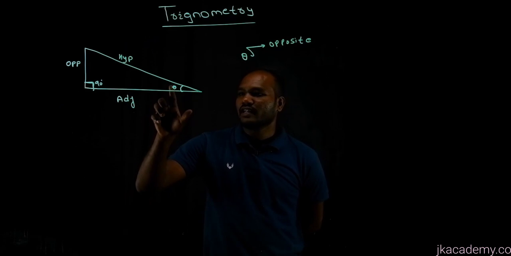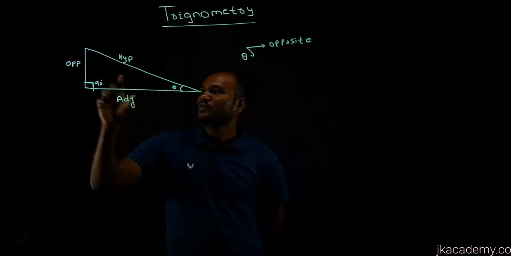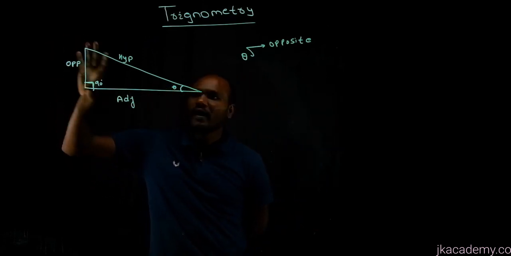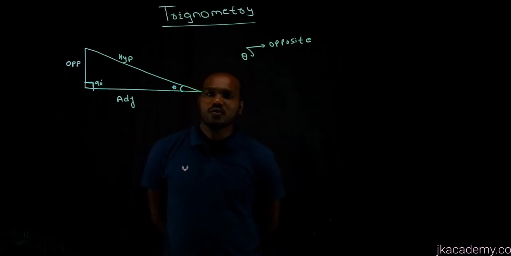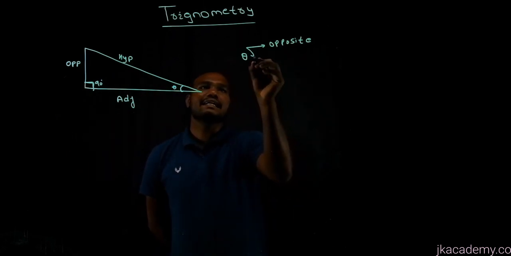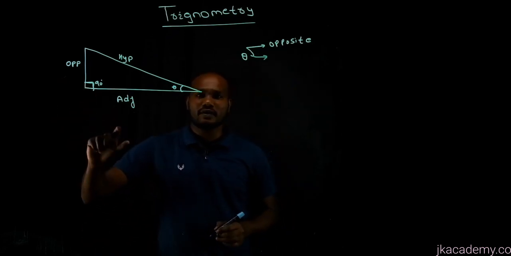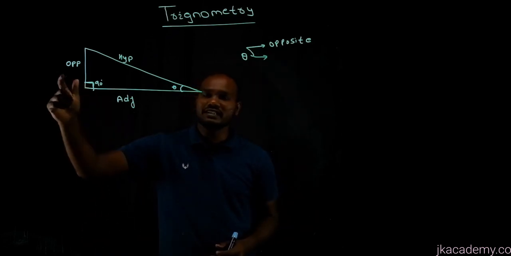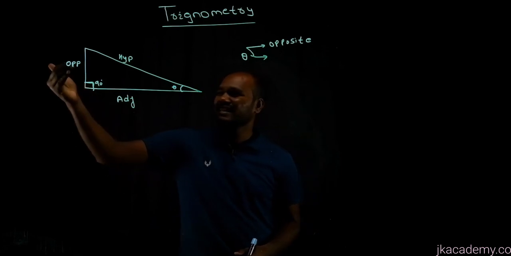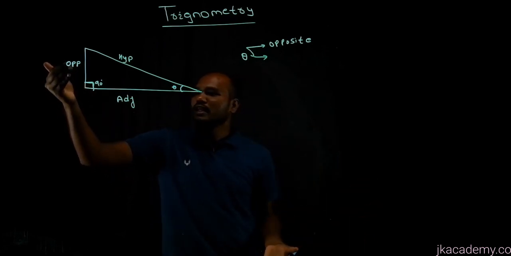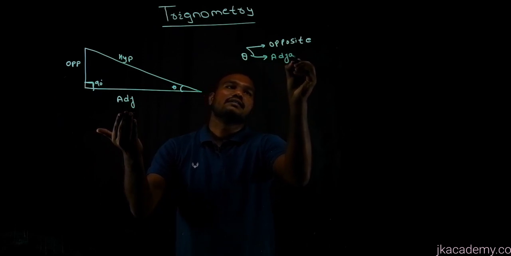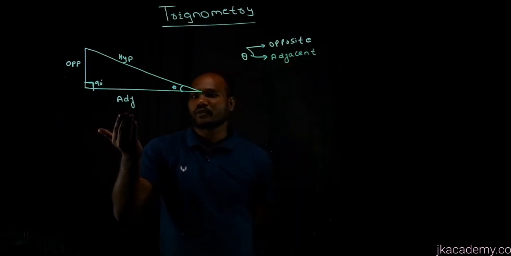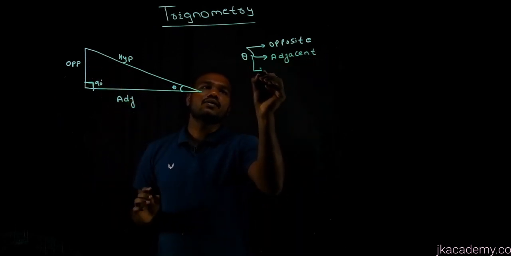Clear? If I take this as theta, which one is the opposite? I call this the opposite side, isn't it so? Now, the next thing I named is adjacent. Adjacent means which is the neighbor. The English meaning of adjacent is neighbor. The neighbor of this is the adjacent. So next I called something adjacent. The bigger side I called what?